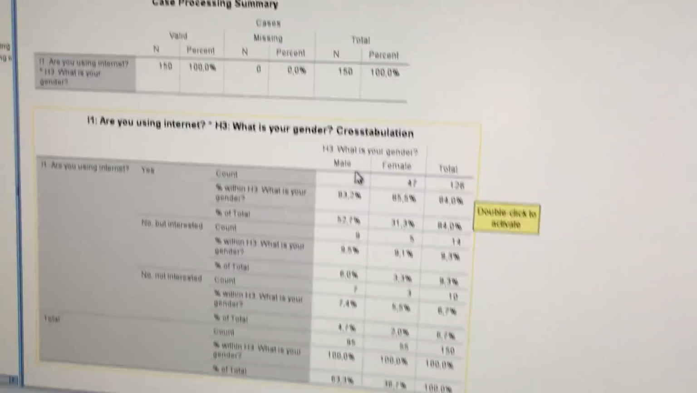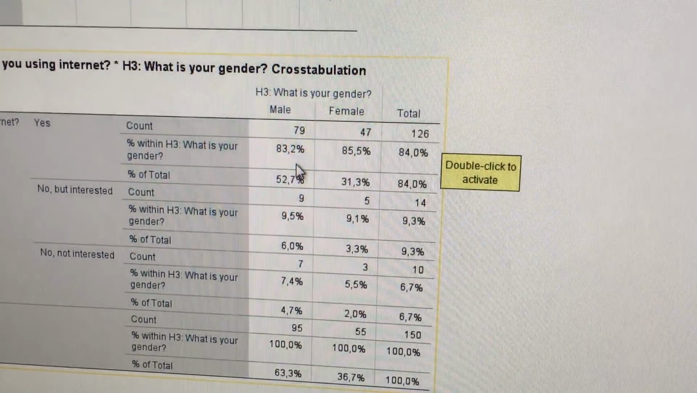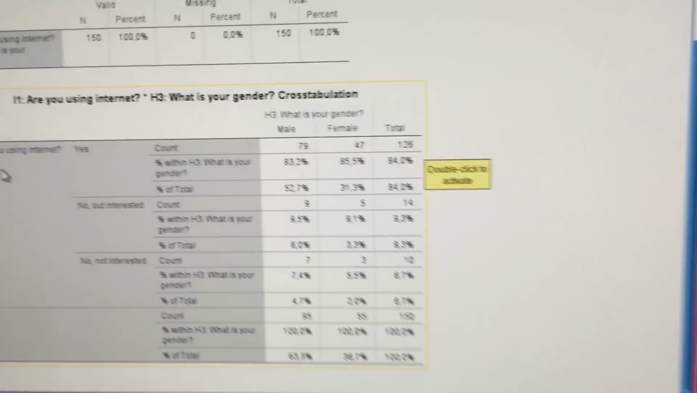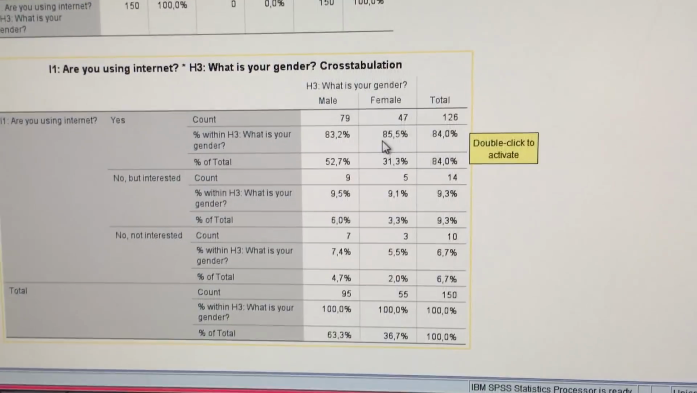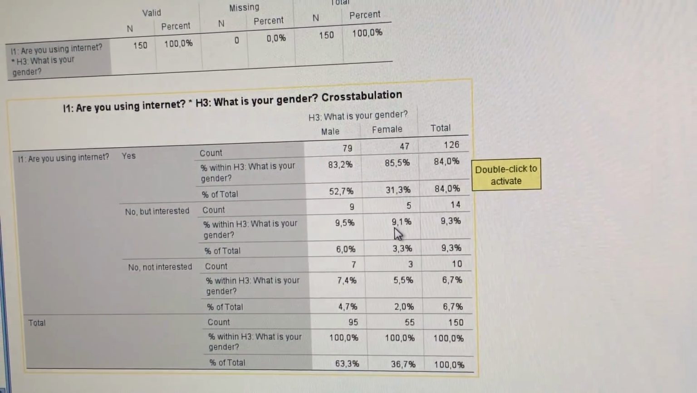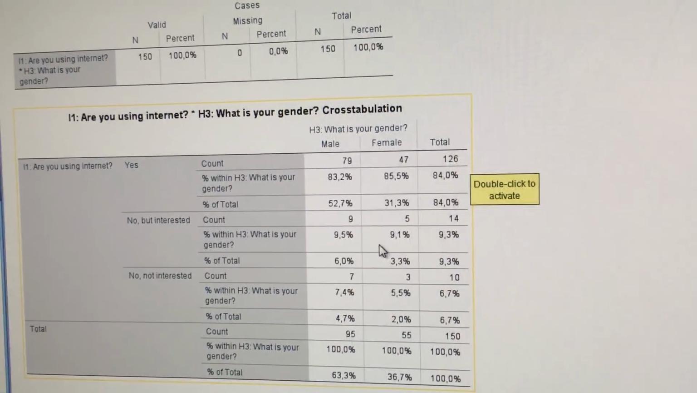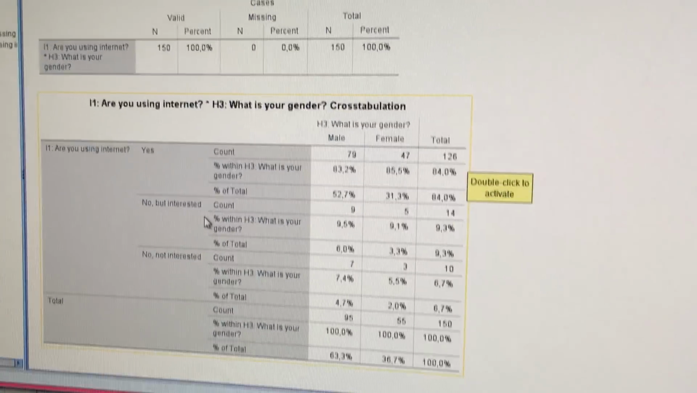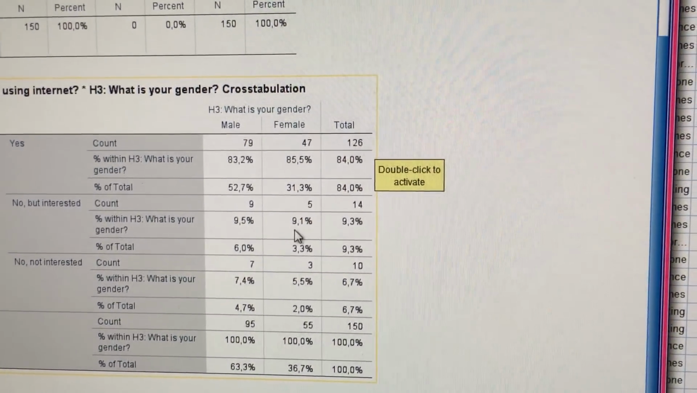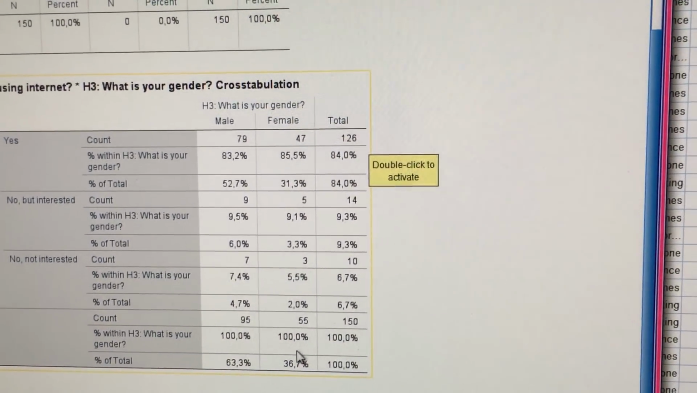So 83% of the males say they are using internet. And 85% of the females say they are using internet. Also, 99.5% of the males say no, but I'm interested, and that's almost the same as females. So the differences you see here are really small.